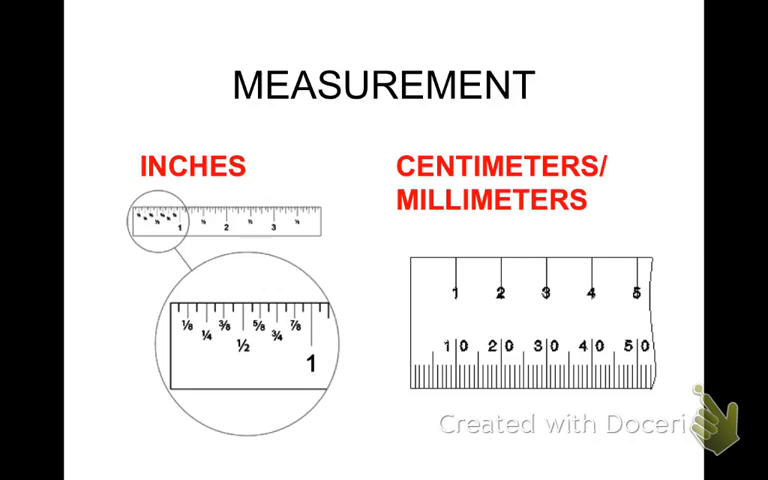Centimeters is a lot easier. The rest of the world uses metric, but we don't for some reason. We use our English units. So when we're measuring something in inches, how many tick marks are there between 0 and 1 inches?